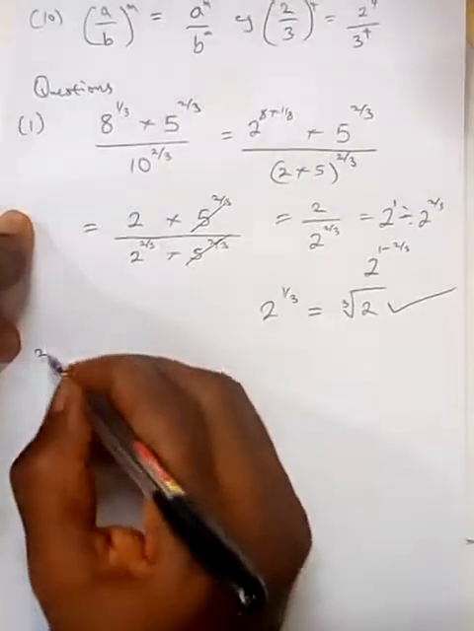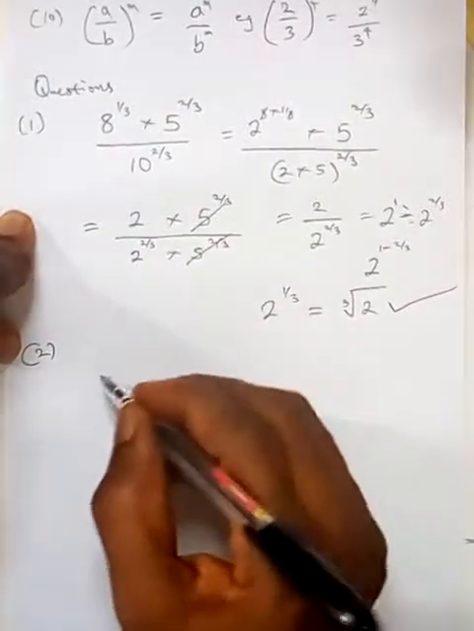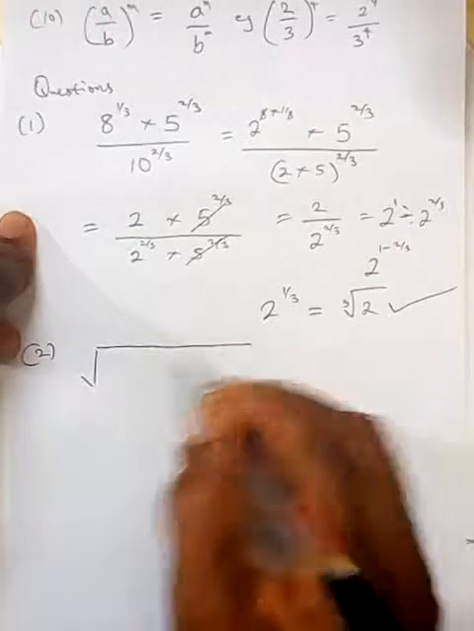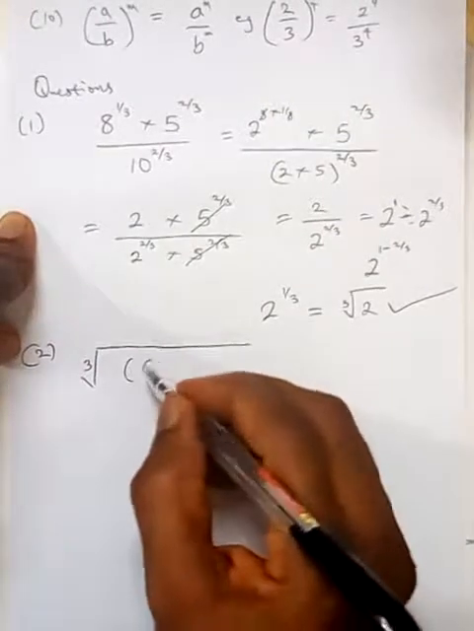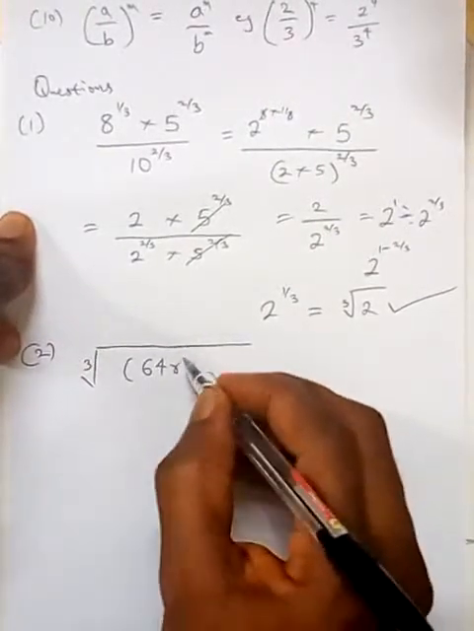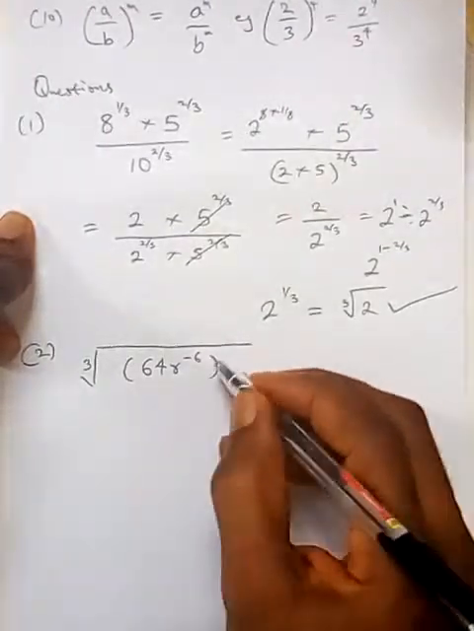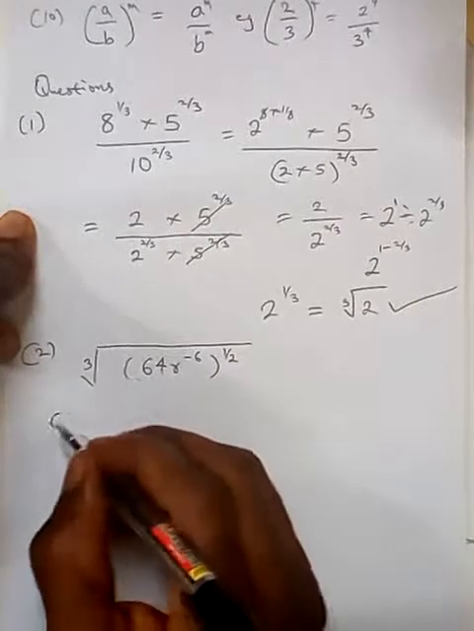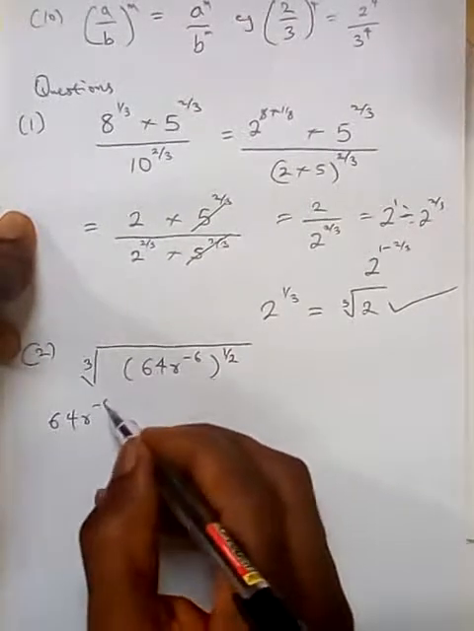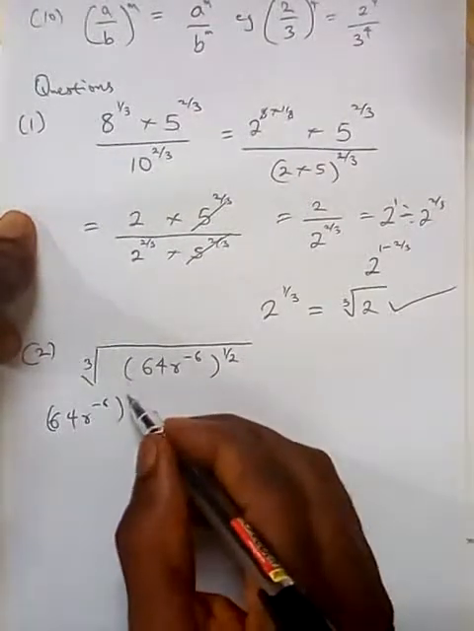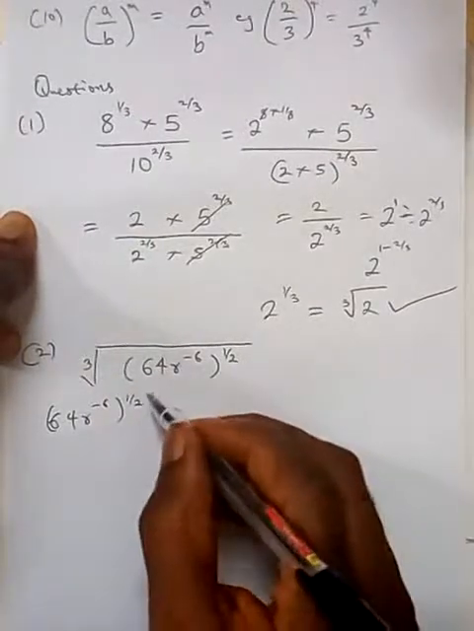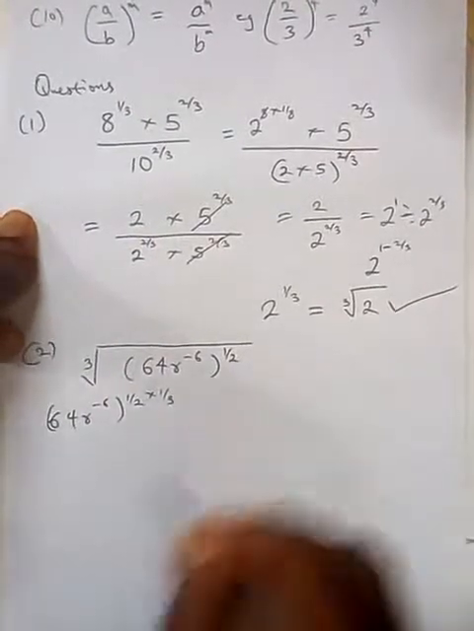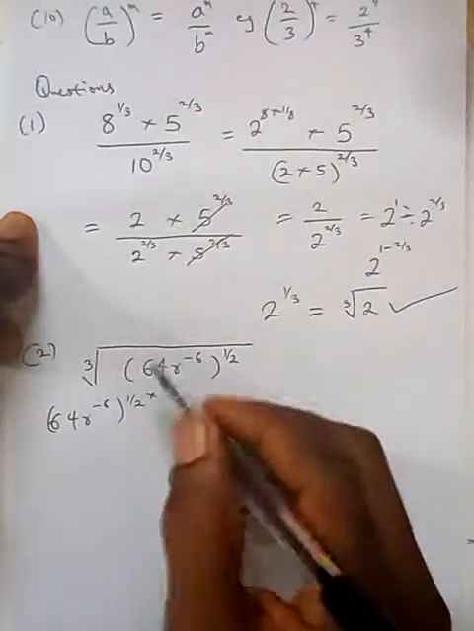Okay, number 2, simplify the cube root of 64 r raised to the power minus 6 raised to the power 1 over 2. Okay, this is same thing as 64 r raised to the power minus 6 raised to the power 1 over 2. Cube root is times 1 over 3.